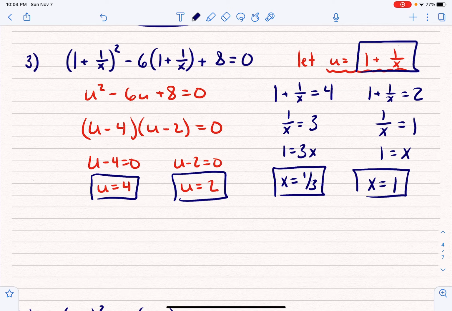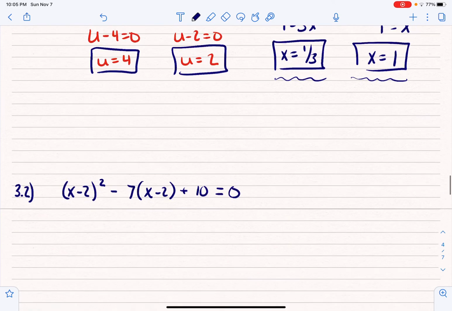With this one, because I did not do any squaring, I don't have to worry about extraneous answers. The only thing I have to double check is just make sure that both of these are acceptable to plug in. And you can see that because neither of these solutions are 0, then both of them are acceptable to have in that denominator. So we're good.